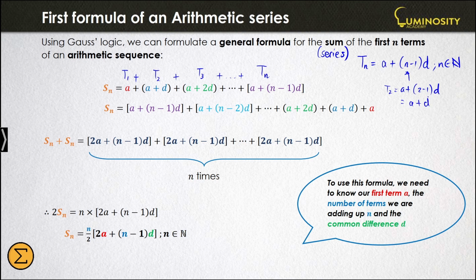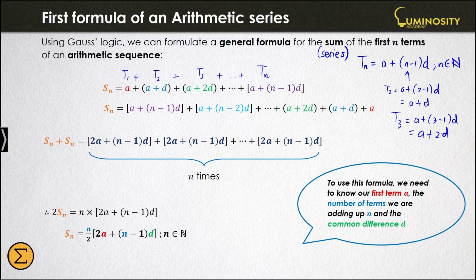That's the second term. For the third term, same thing. If I put in 3, it's going to be a plus 3 minus 1 times d. It's going to be a plus 2d. All the way up to the last term, which is the nth term, which is a plus n minus 1 times d. Now, just like Gauss did, that genius move, we're just going to write the same sum backwards.